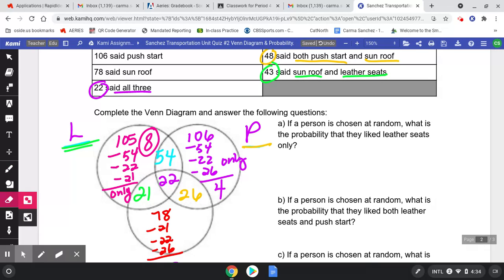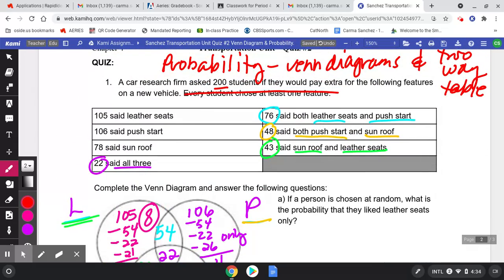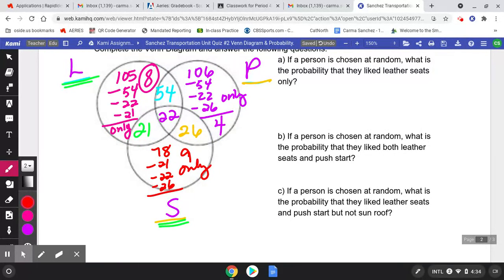And so here I go on a calculator, 78 minus 21 minus 22 minus 26. There are 9 that only said sunroof. Now again, here's where the mistake comes in. I left this every student chose at least one feature. So let's add this all up and see what it comes to.